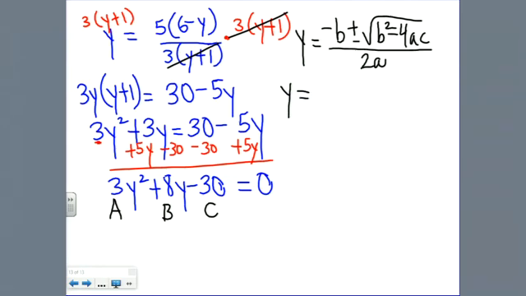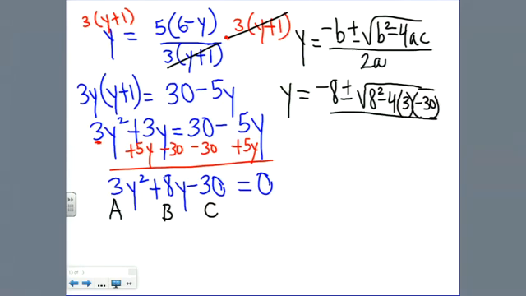So plugging those values into our quadratic formula, we have negative 8 plus or minus the square root of 8 squared minus 4 times 3 times negative 30, and that's all over 2 times A, or 2 times 3.